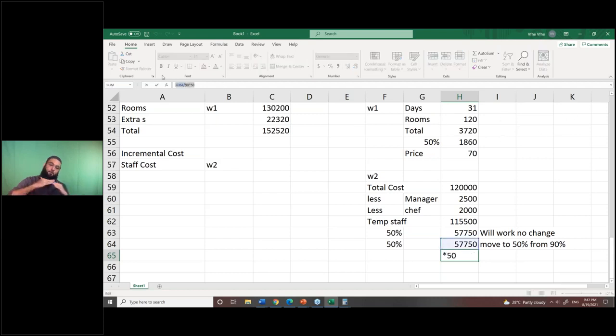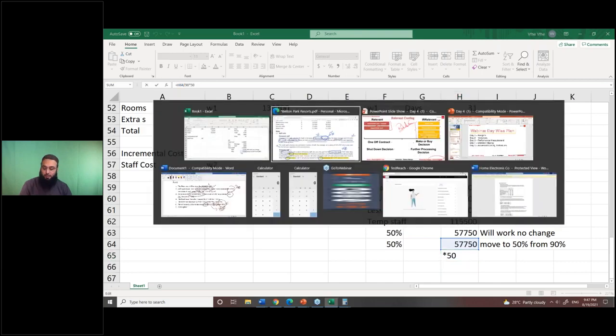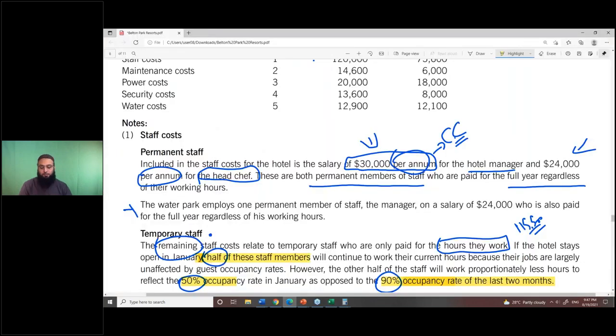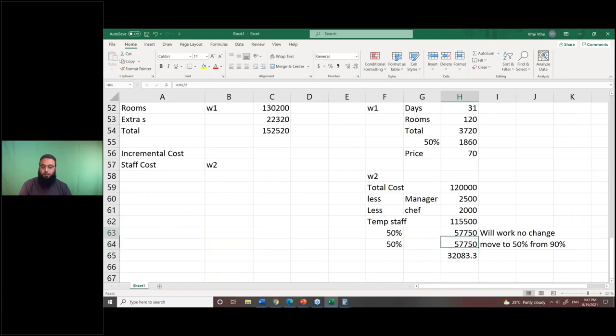I hope you understood what I've done. I've divided the cost into two parts. One half will continue in the same way. The other half needs to be reduced to 50% from the current 90%. And that's what I did. Okay, clear? So now with what figure I'm going to take in my calculation, that's the question.